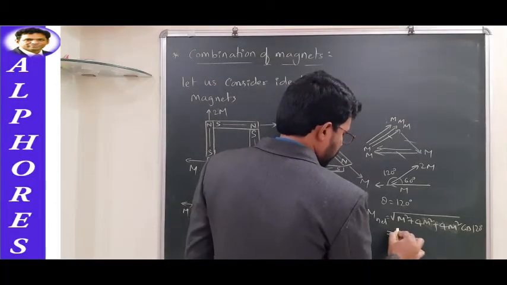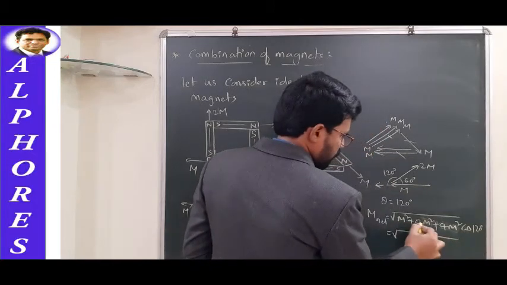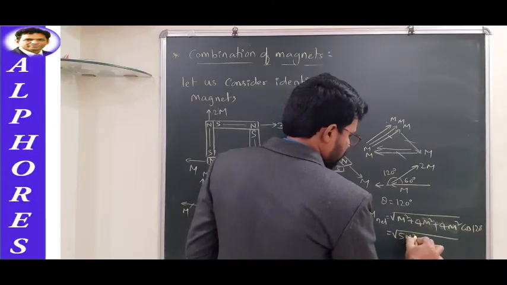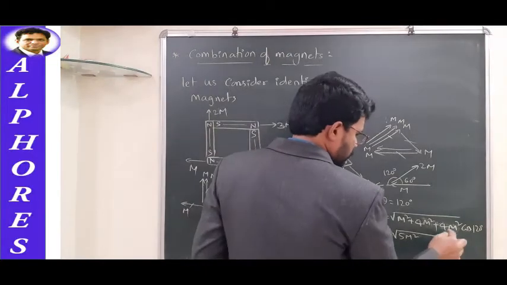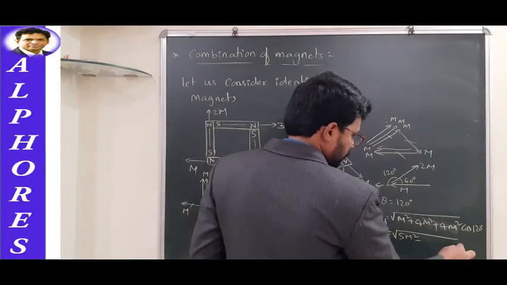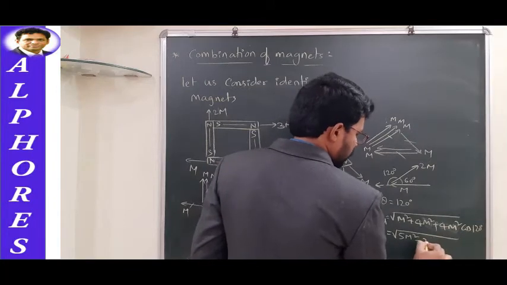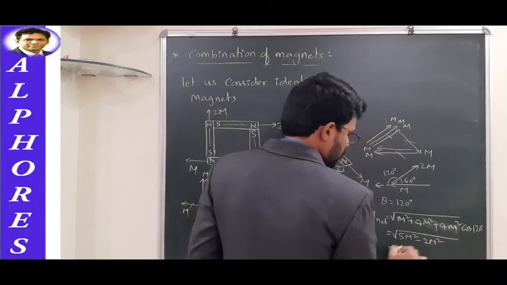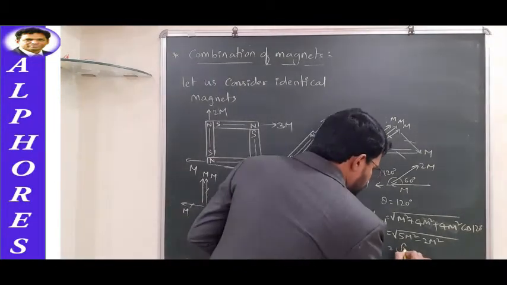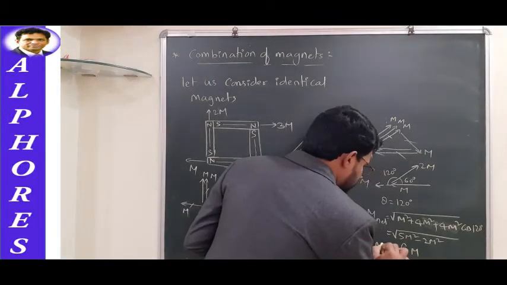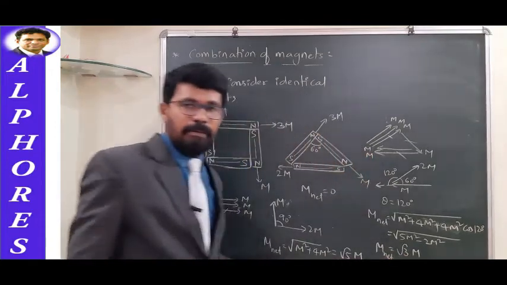What you will have? You will have under root m square plus 4m square, 5m square. This is cos 120 is equal to what? Minus 1 by 2. So minus 1 by 2, 2 2 0. So finally you are left with 2m square. Under root 5m square minus 2m square. Under root 3m square. You will have under root 3 into m. So this is the net value of magnetic moment.